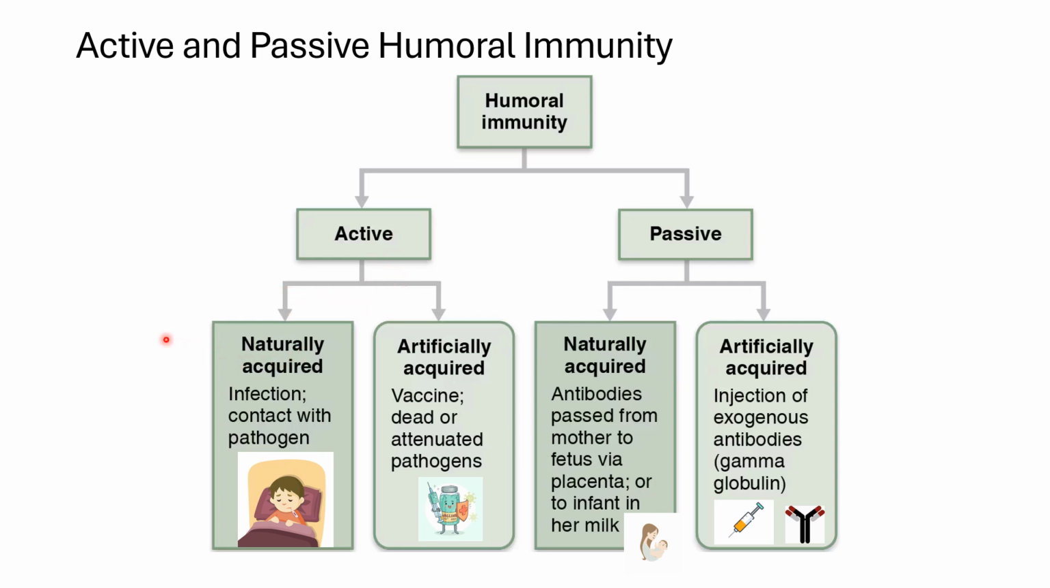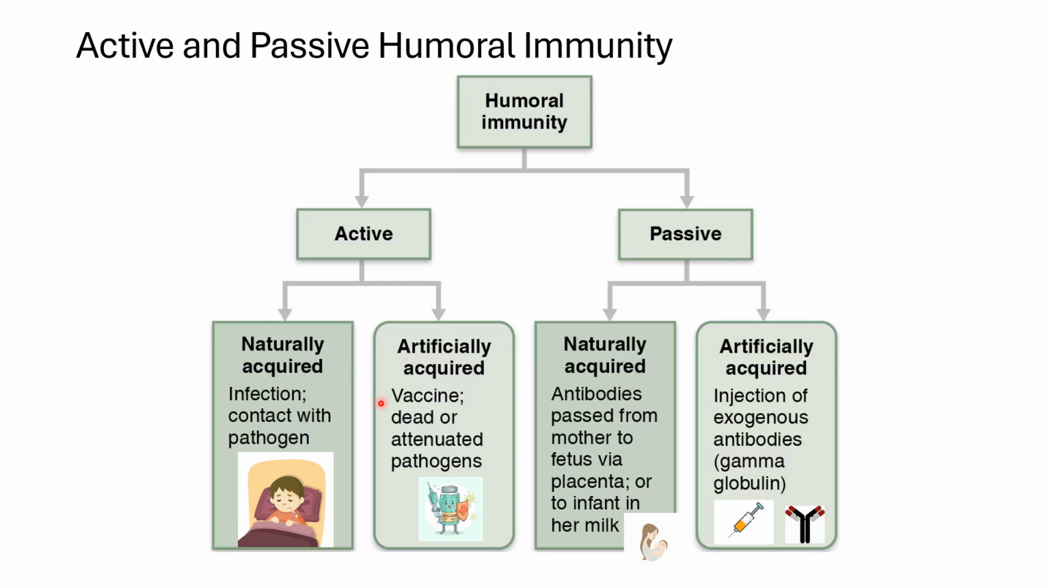How is it acquired naturally? You get some infection, and you get sick, but then you recover from that infection. Now your body has memory cells, and those memory cells are going to fight very hard when the same pathogen attacks again. So this is naturally acquired. And how is this active immunity artificially acquired?